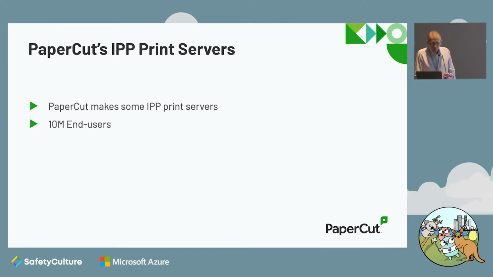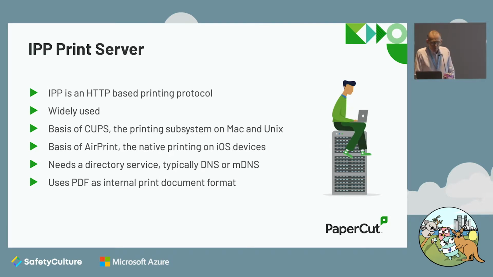The particular part of the PaperCut software I'm talking about today is something called an IPP print server. A print server is a bit of software that takes in jobs when you push the print button in your application and sends them off to a printer. It's currently PaperCut's second biggest product, and I think we've got about 10 million end users at the moment, but it's relatively new, and we hope to grow that quite fast.